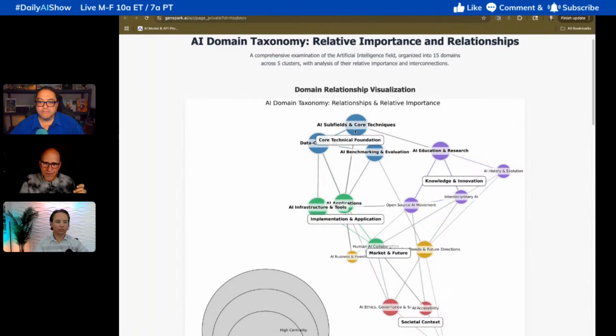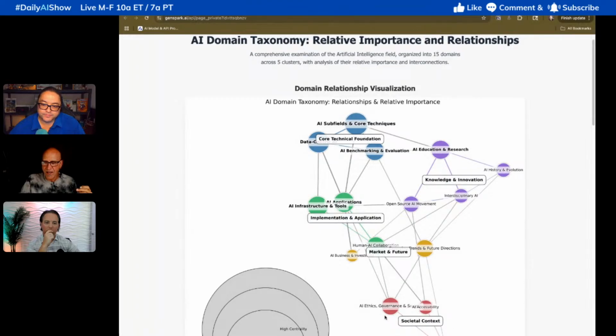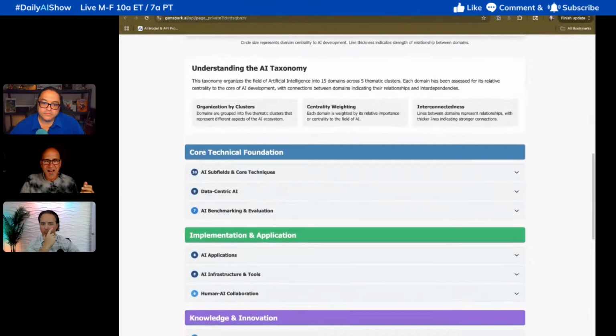So let me just point out that this is all color coded as we go through it. This blue is the core technical foundation. The green is the implementation and application space. This area over on the right in purple is knowledge and innovation, which includes the whole academic space for AI pursuit and research. It also includes the open source AI movement, which is an area of innovation and possible implication for the market and the future, which is this yellow space down here. And there's also the societal context, ethics, governance, and society, all the impacts on society. All right. So here's the taxonomy itself.